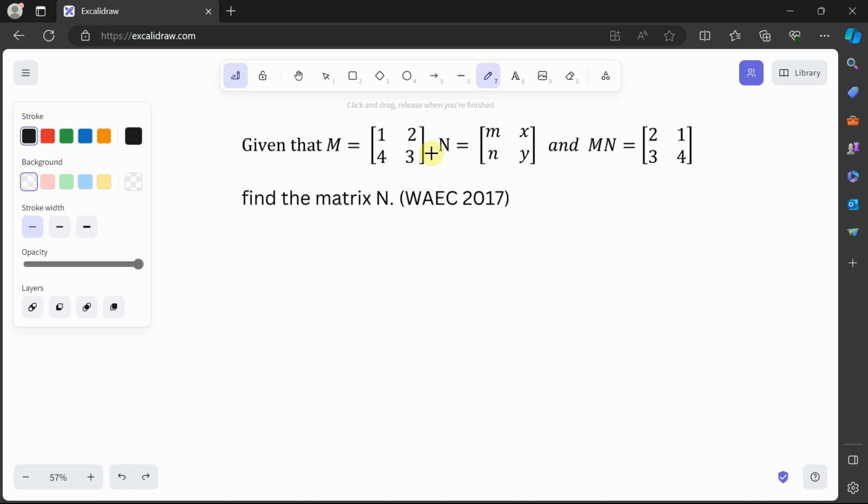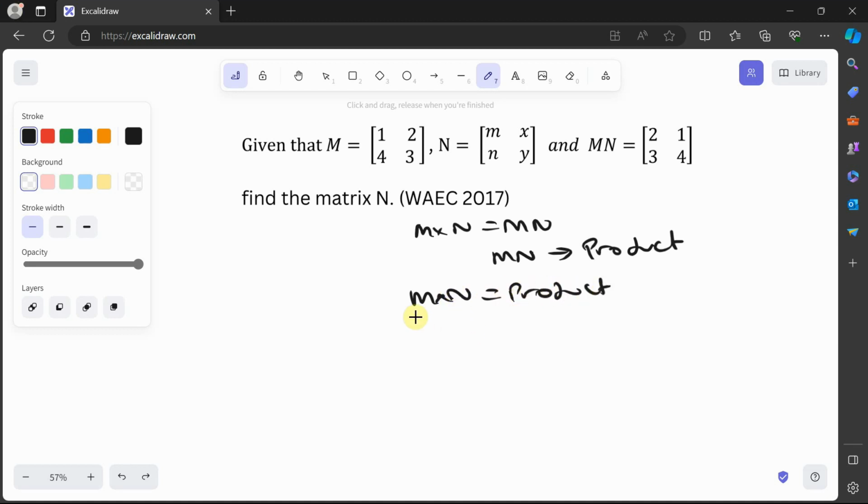You could say M times N, then do simultaneous equations and find what mx, ny is. But I'll rather use the inverse operation to find this. So I know that M times N is equal to MN. Instead of saying MN, let's call it product. So M times N is equal to product. If I wanted to find what N is, I would divide both sides by M. M will cancel M. So our N will be equal to product divided by M.